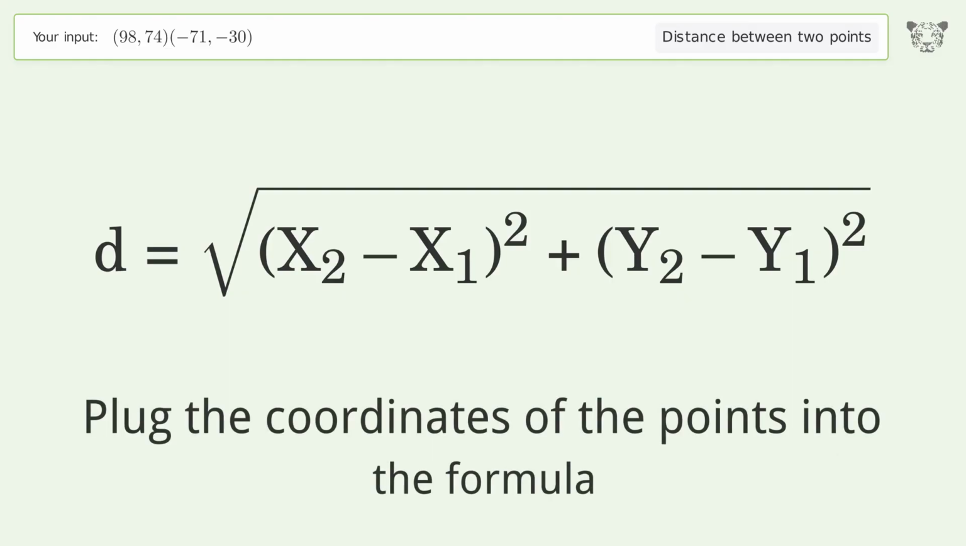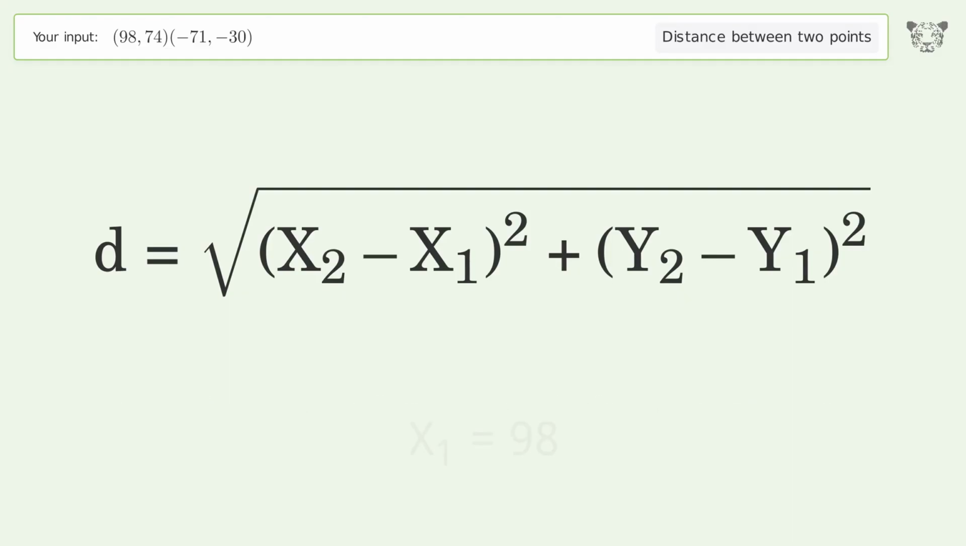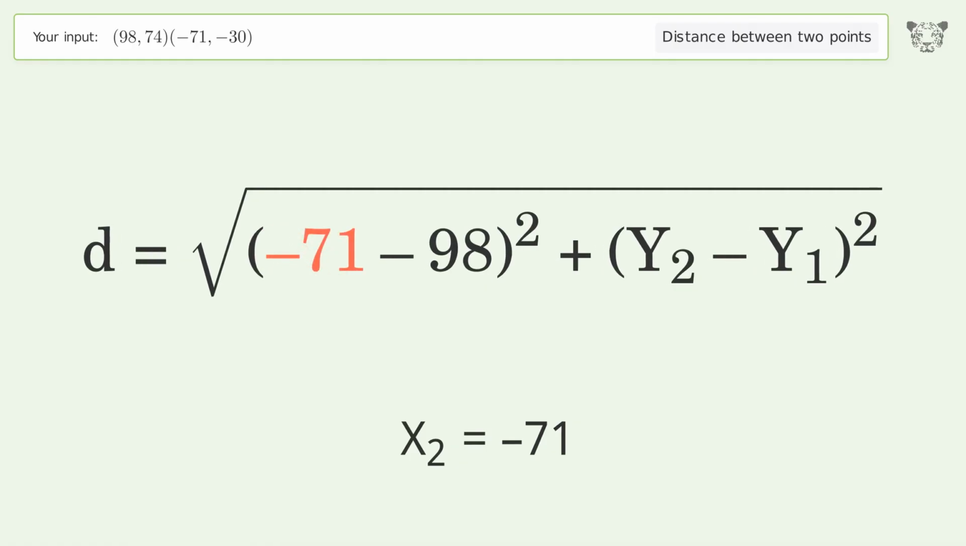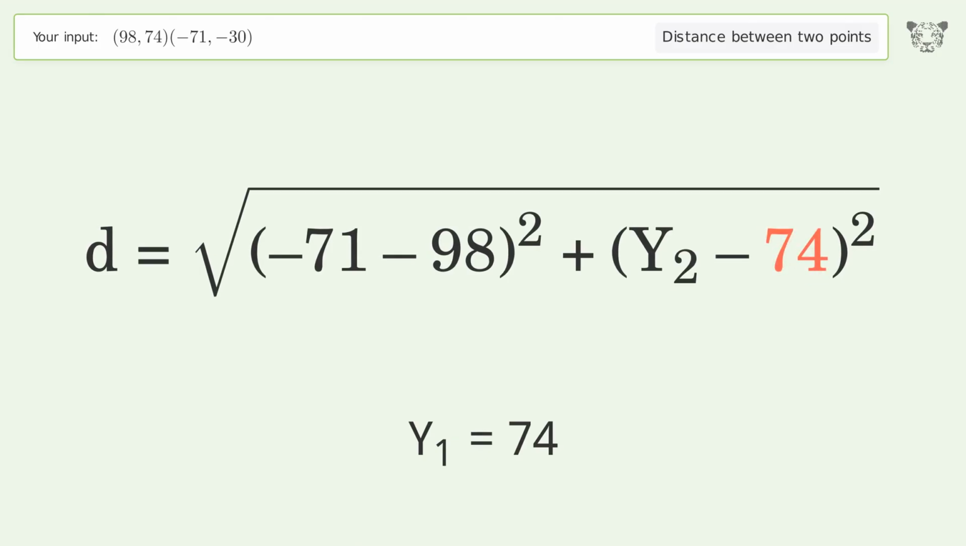Plug the coordinates of the points into the formula. x1 equals 98. x2 equals negative 71. y1 equals 74. y2 equals negative 30.